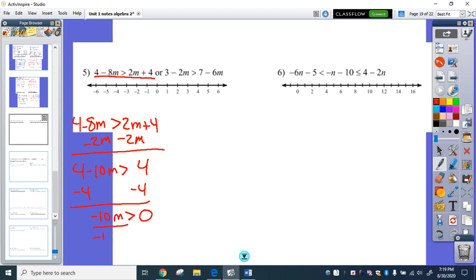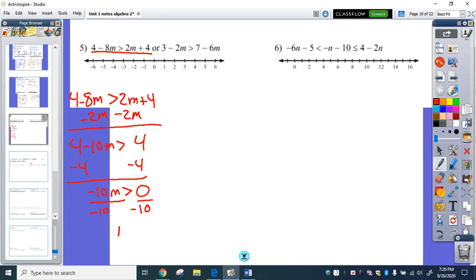Now, the trick here, even though we know the answer is 0 on this side, because 0 divided by anything is still 0, we have to remember that our inequality flips over because we had to divide by the negative 10. So we have m is less than 0. So open circle at 0, shade less than.